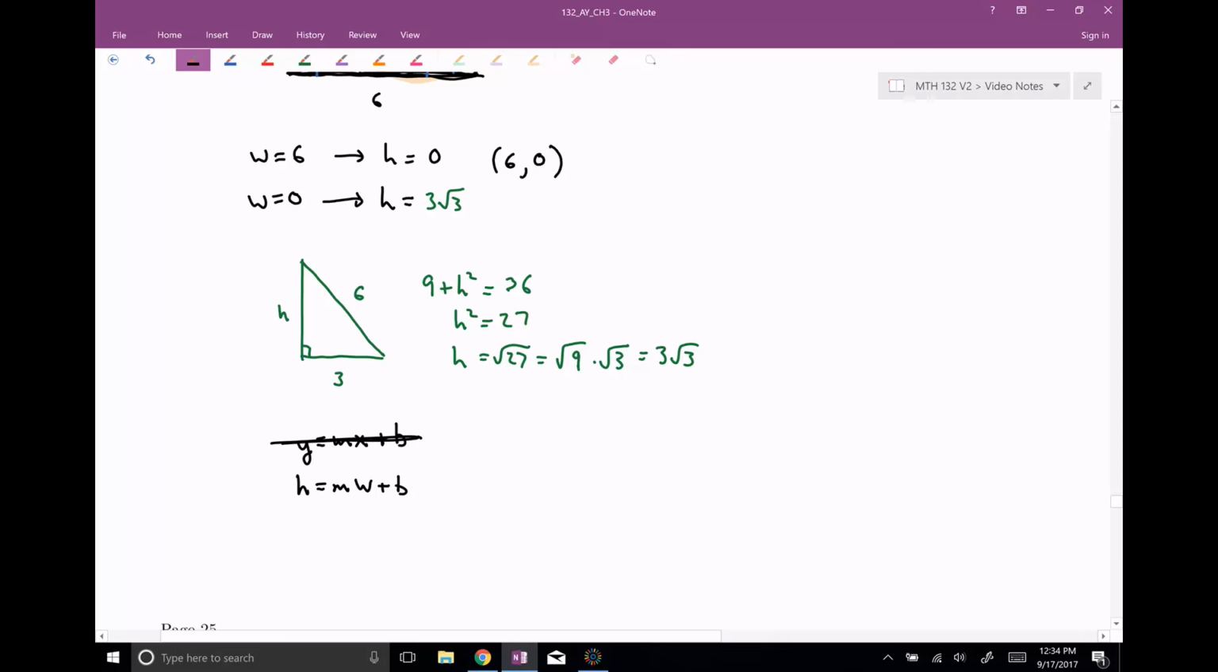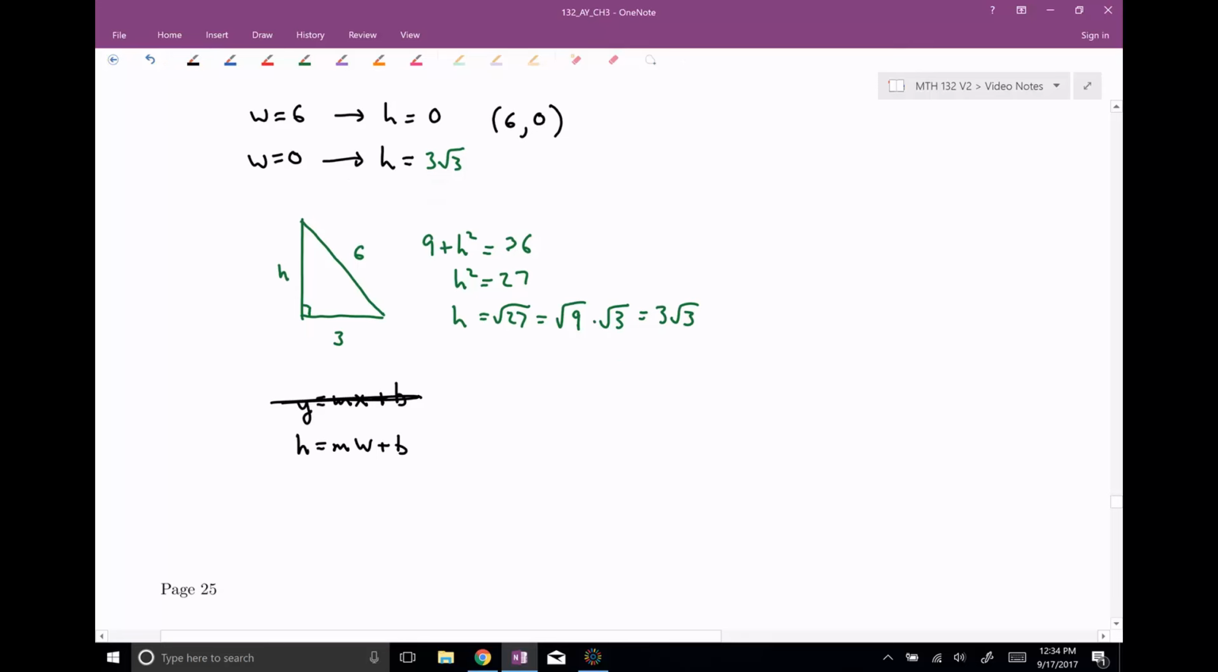All right, now the first point that we got was if you plug in 6, then you get out 0. But I want to skip this for right now because this right here would be considered the y-intercept. Let me show you what I'm talking about. If I plug in 0, then I get 3 root 3. So the height is 3 root 3 when you plug in 0 everywhere you see a w. Notice 0 times anything is just 0. Oops, I forgot this is an equal sign right here. There we go. And so this gives you your b value, that y-intercept, or really in this case an h-intercept, which is 3 root 3.